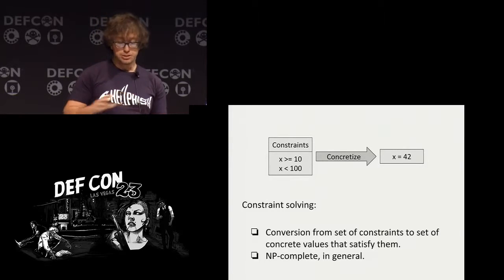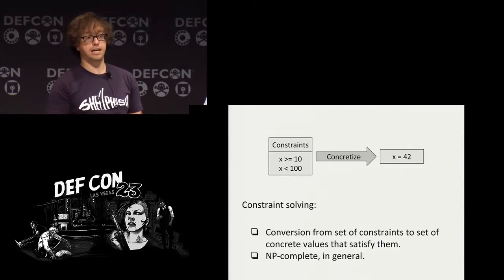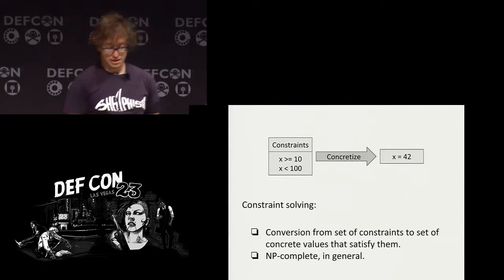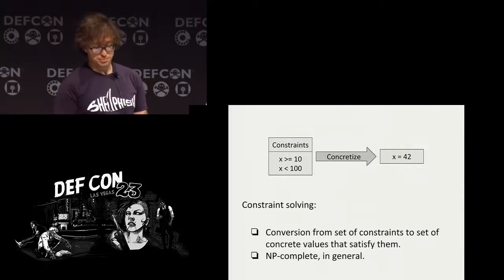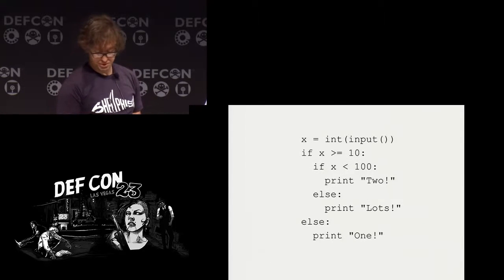Okay, we're back. You can do a constraint solve and come up with a number, 42. Of course, in this case, it's super trivial. In general, this is an NP-complete problem, and it's kind of a pain. Sometimes you'll start a constraint solve, and it will just never finish. That's one of the challenges of symbolic execution, and we'll go into another one shortly.